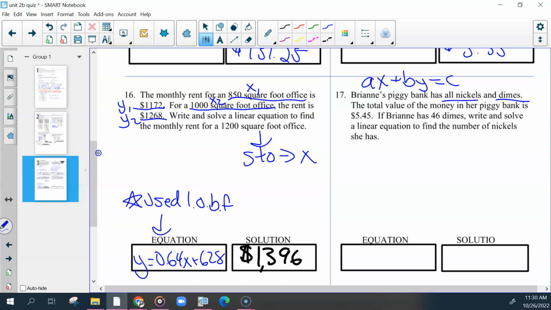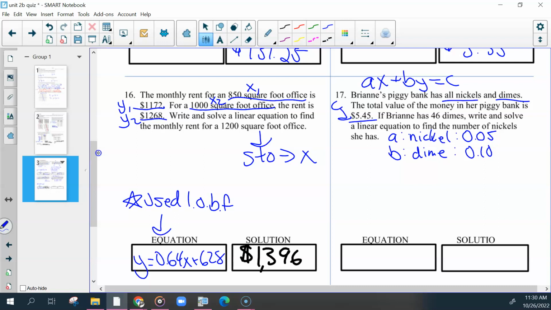Your c is always your total, so you can start there with defining. Your a and b are usually given, but in this problem, it's something you have to know: the worth of the nickels and the dime. So somewhere you need to say that's what it is. And it doesn't matter if you do nickels first or dimes, just the rest of your problem has to match up.